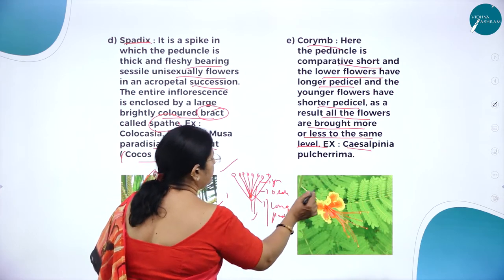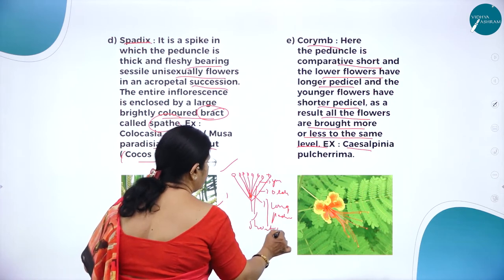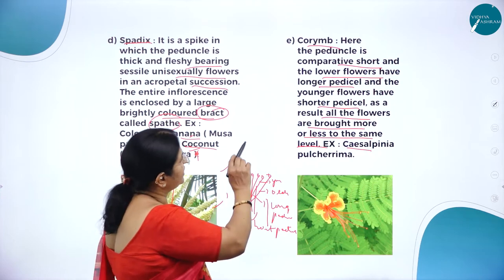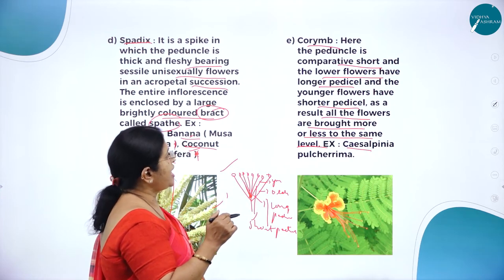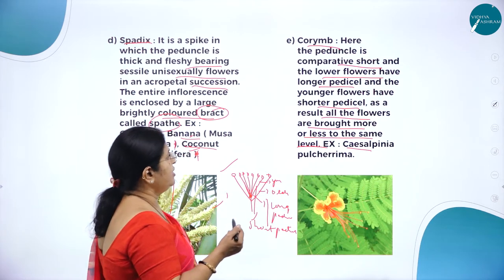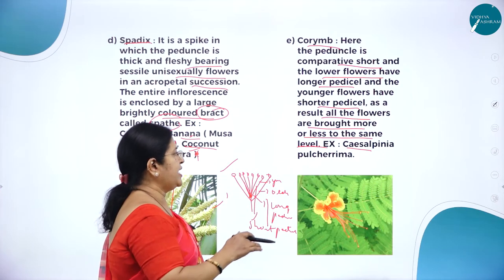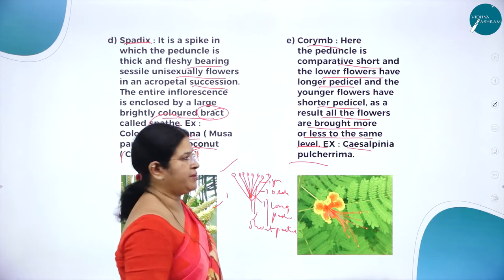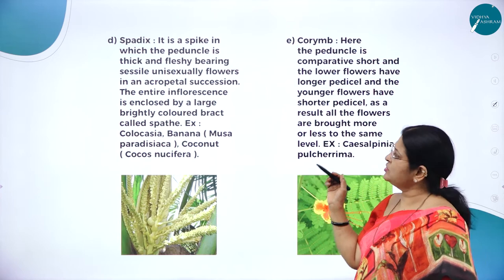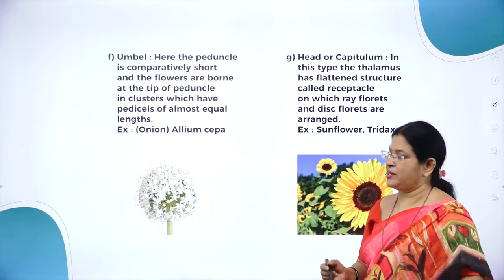This one is having a long stalk, a long pedicel, and this one is having a short one. In a bunch of flowers, you can see here it is a short pedicel. So here the peduncle is comparatively short and the lower flowers will have longer pedicels and the younger flowers will have shorter pedicels. As a result, all the flowers are brought more or less to the same level. Example, Caesalpinia pulcherrima. So this is about the special types of racemose inflorescence, spadix and corymb. Moving on to the next type called umbel.